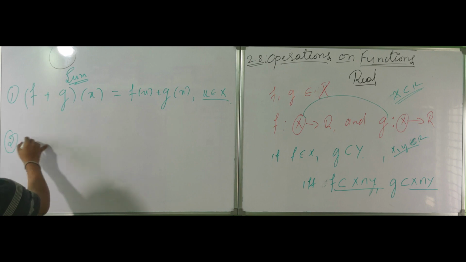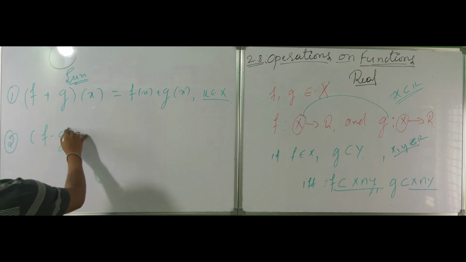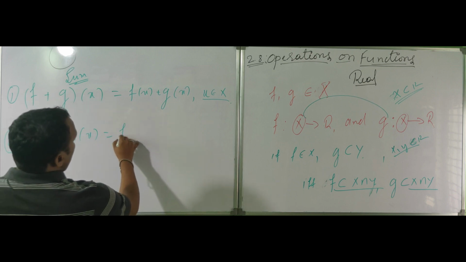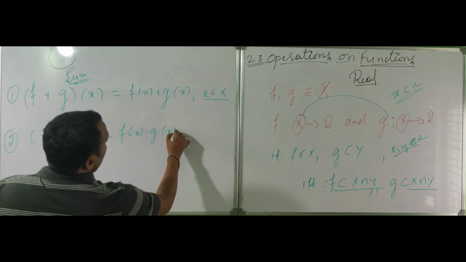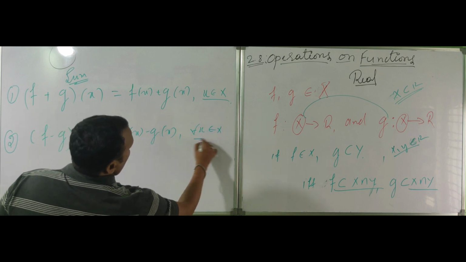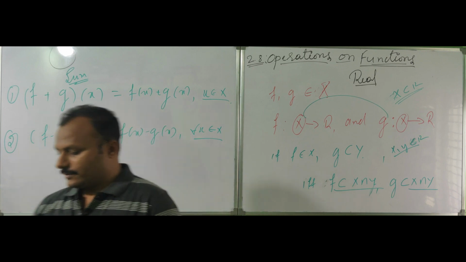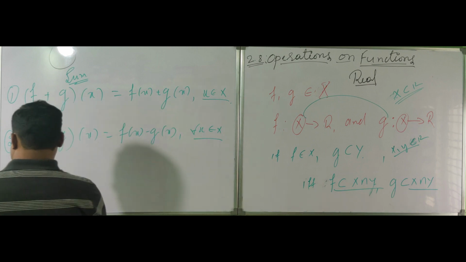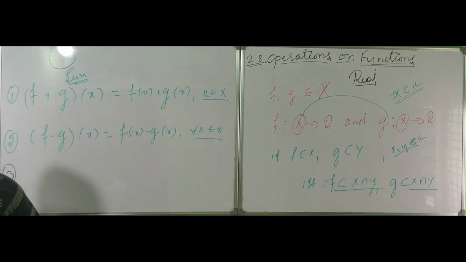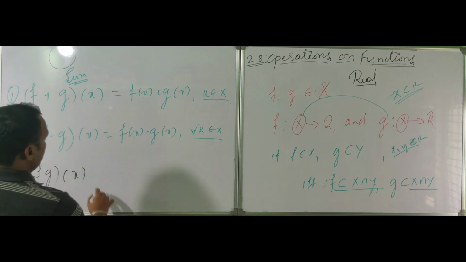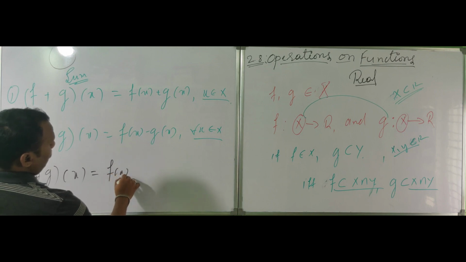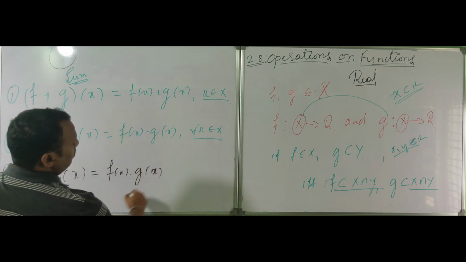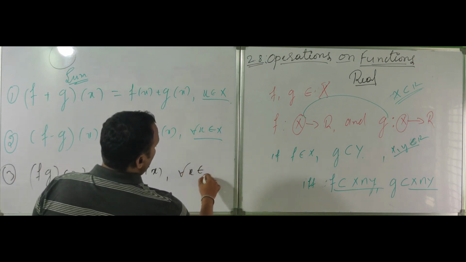Second one is the difference function. f minus g of x is equal to f of x minus g of x for all x belongs to X. This is called the difference function. Third one is the product function. f and g are multiplied with each other: f times g of x is equal to f of x into g of x for all x belongs to capital X.